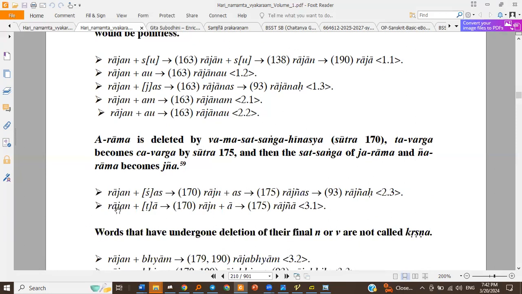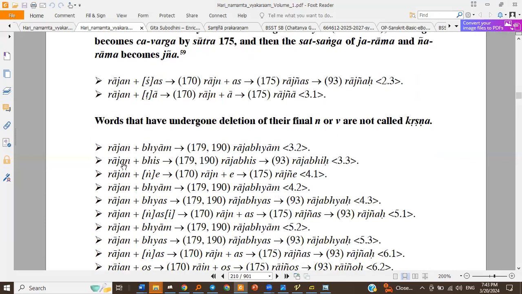And then when Shas is following, by the sutra Vama Satsanga Hinasyano Rama Haro Bhagavati Natuyengastuva, because Rajan is ending with An, the A of An is deleted when Bhagavati is following. So we delete A, and then Ta Vargasya Cha Vargascha Varga Yogi. By that one, Na Rama turns into Nya, and we get Ragnya.